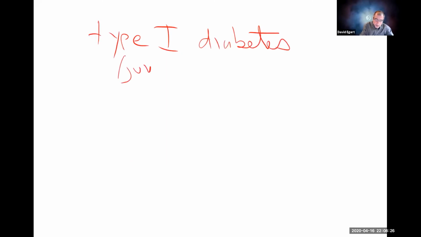Sometimes called juvenile onset. This is where you don't make insulin. So even if you've got sugar, the insulin is not released, so the cells don't know to take up the sugar, and it causes all sorts of problems.